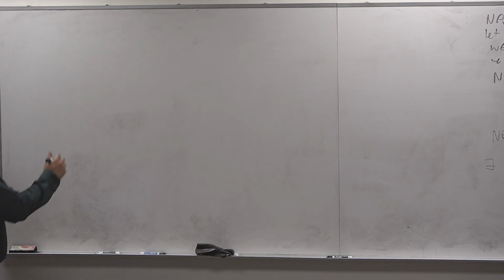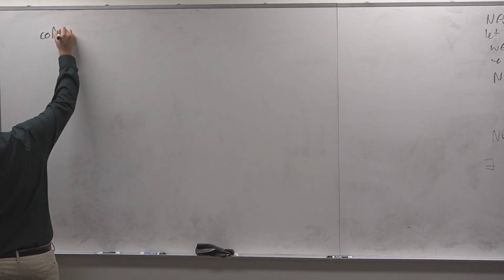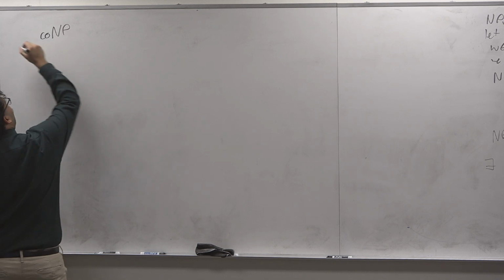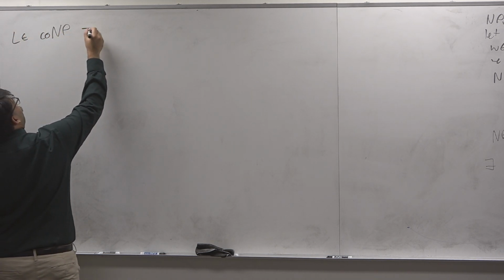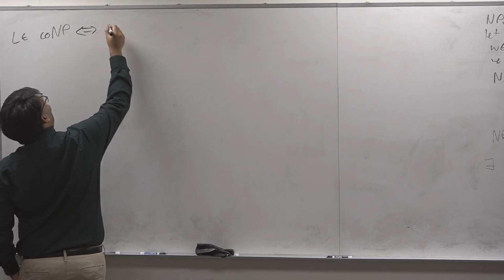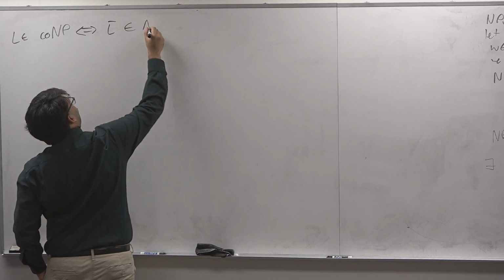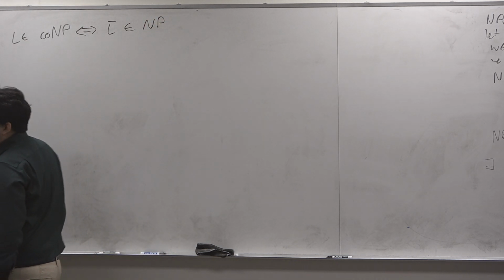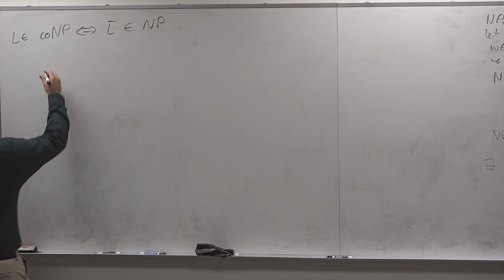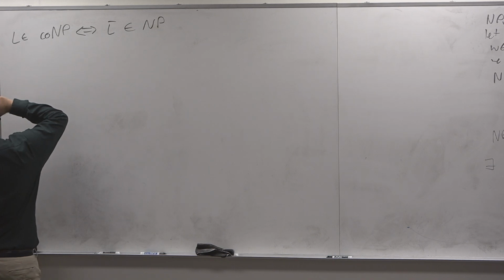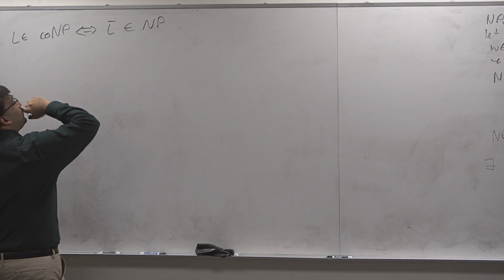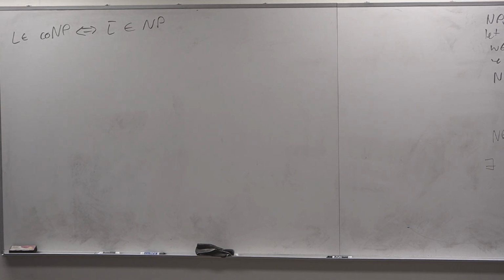Right. Let co-NP be the class of languages such that L is in co-NP if and only if L complement is in NP. Another definition of co-NP could be that it is the opposite of an NP problem, right? What is the relationship between P and co-NP?